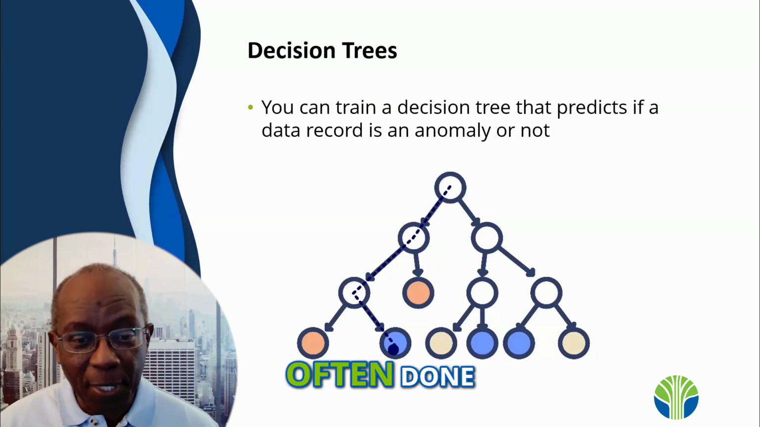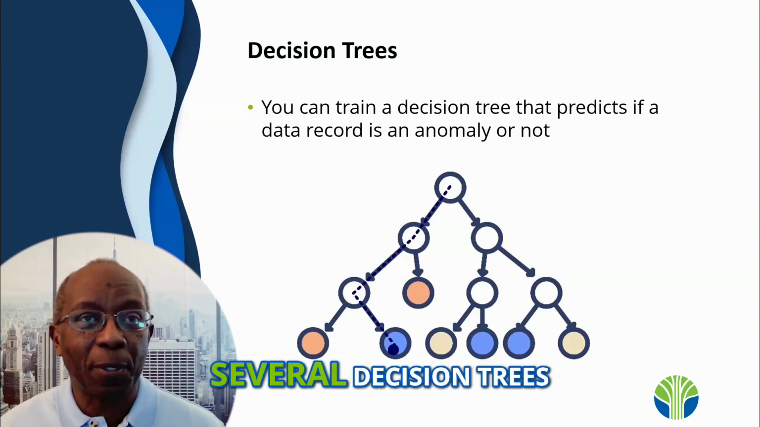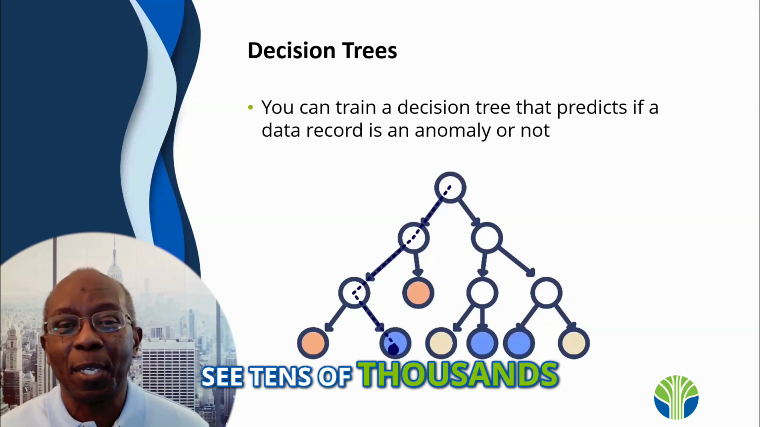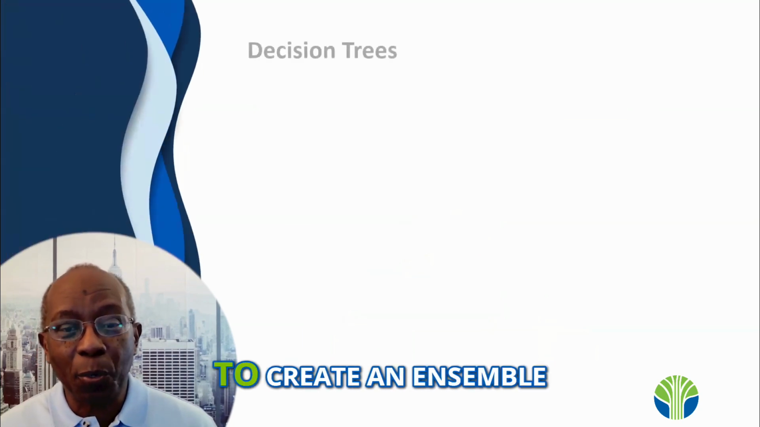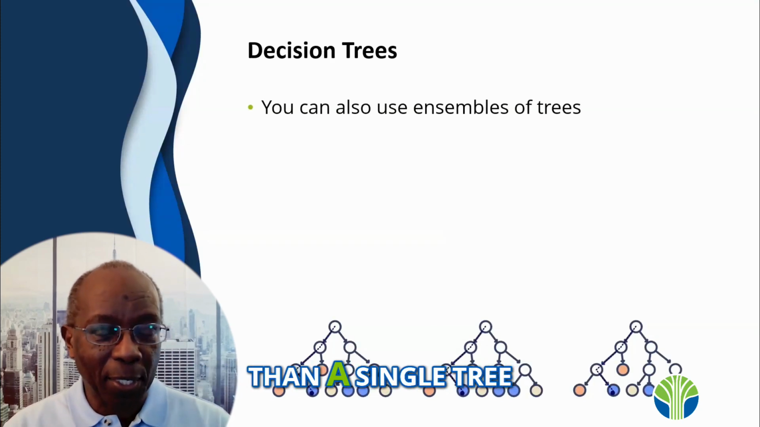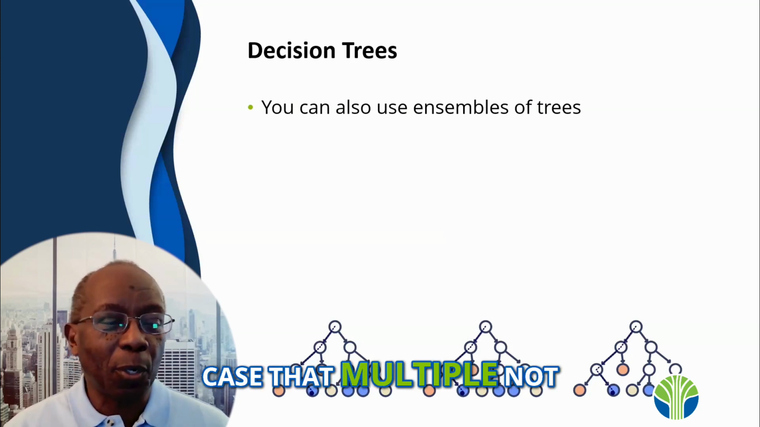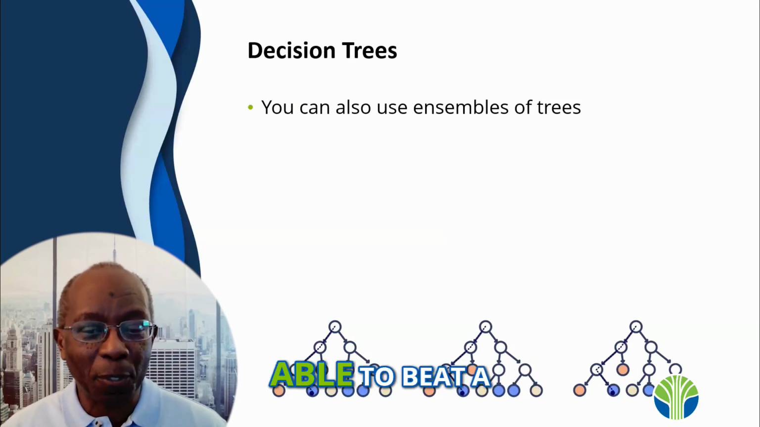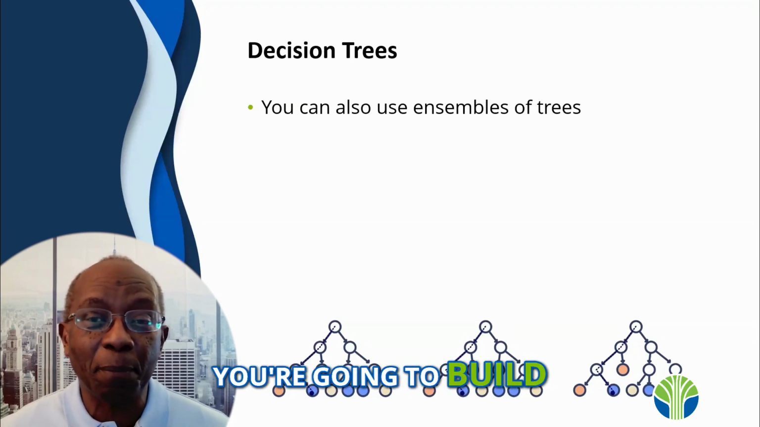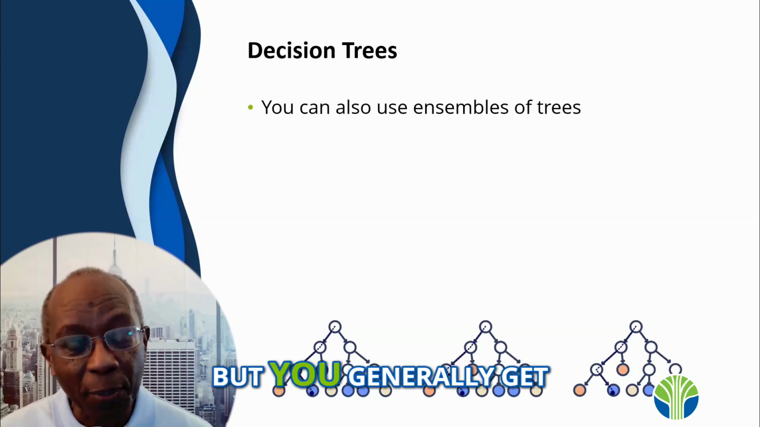Now, another thing that is often done, again in the decision tree arena, is to say, how about using several decision trees, maybe hundreds, maybe thousands. Every so often you'll see tens of thousands of decision trees. And the idea is to create an ensemble of trees that collectively is stronger than a single tree. Now you might say, is it going to be the case that multiple not so skillful trees are able to beat a single very skillful tree? In most cases, yes. But remember that if you're going to build multiple trees, it's going to be more costly in terms of computer resources, but you generally get better results.